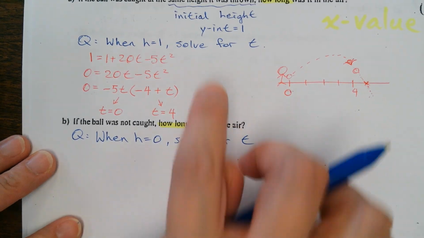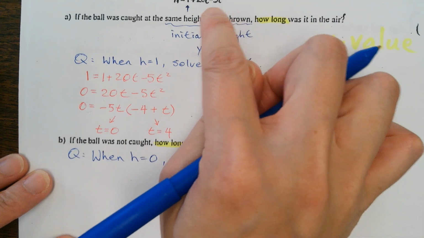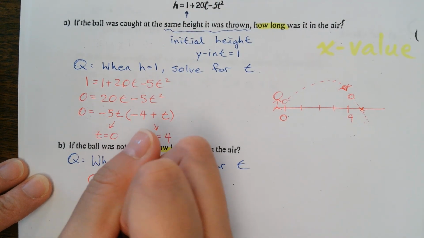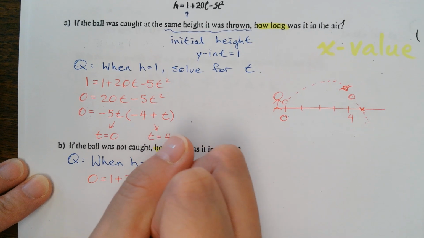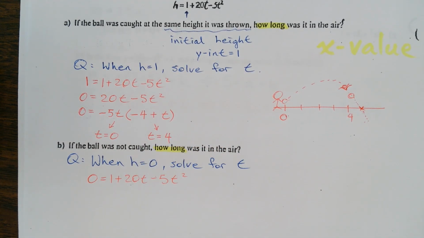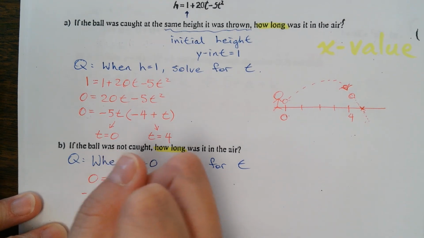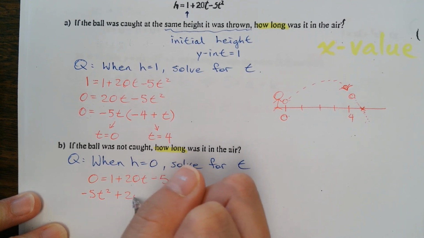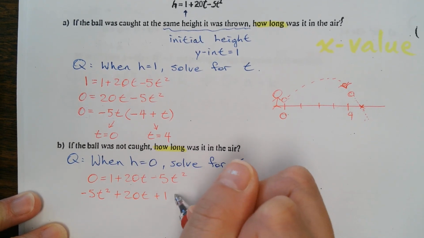Right? So that's what it means. And so going back to your original question right here, you would have 0 equals 1 plus 20t minus 5t squared. Now, I don't like the format. It's not the way that we're used to seeing. So I could rearrange this equation to negative 5t squared plus 20t plus 1 equals 0.